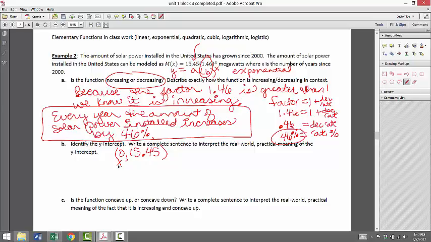In this function, x represents the number of years since 2000. So 0 years after 2000, that's the year 2000. And m of x represents the amount of solar power installed in megawatts. So they're saying in the year 2000, at that time, there is 15.45 megawatts of solar power installed.